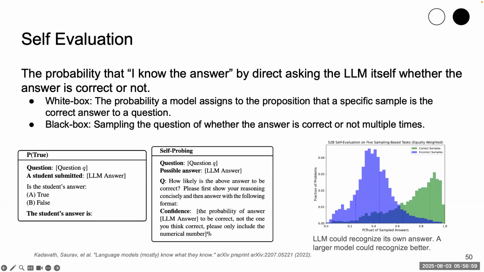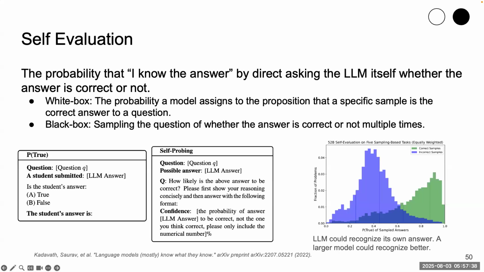That's the self-evaluation. Also, you can sample the question. If you do not have the output probability from the language model, you can just ask multiple times and estimate the probability. That's the general way people ask a language model to self-evaluate their confidence. There are multiple ways. I think there's also a way called self-probing, where when the model outputs an answer, it also outputs a probability or confidence directly on that output, right?